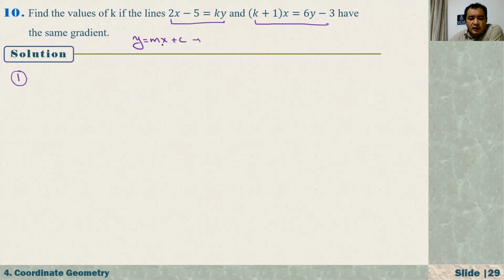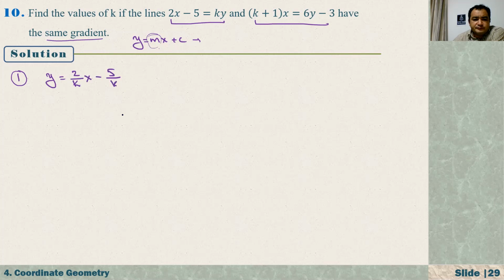How did you call this equation? We call this gradient intercept form, right? Why gradient intercept form? Because this m is the slope or gradient of the line. So in the question it says that these equations have the same gradient. So let me write both equations in this form. The first one, if we divide both sides by k, I will have y is equal to 2 over k x minus 5 over k.